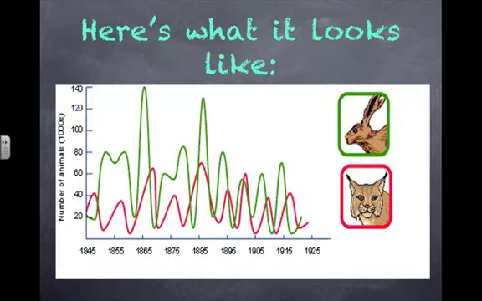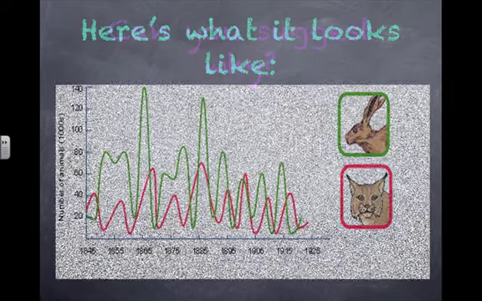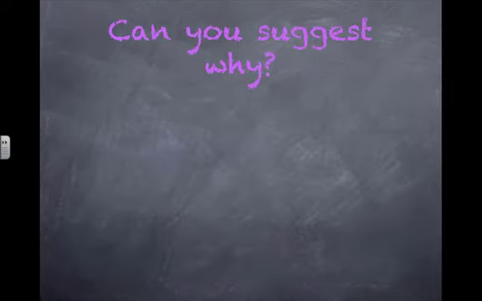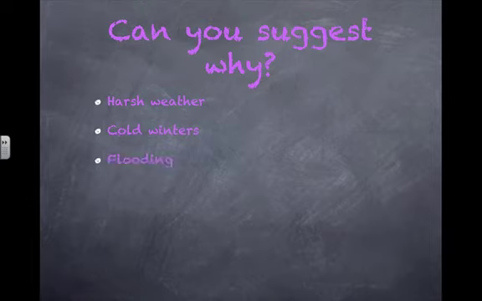Here's what it looks like. Wow, that's a cool graph. Can you suggest why? Harsh weather. So if you get a big snowstorm and super low temperatures, the rabbits might not be able to survive as well. Cold winters. Flooding. Drought. Too much food. So most of these things would cause a decrease in a population.